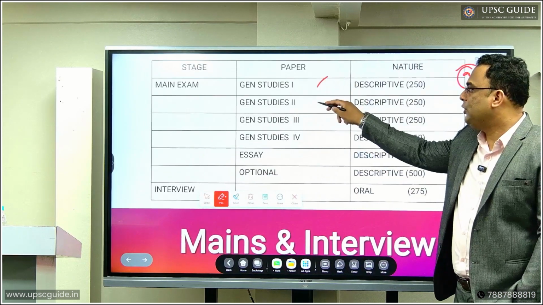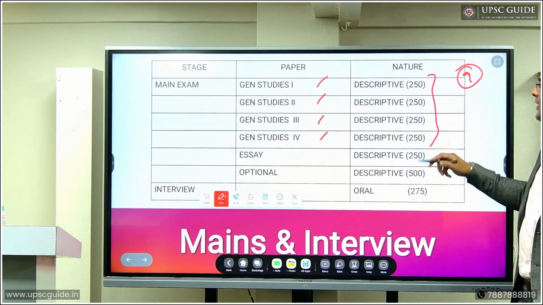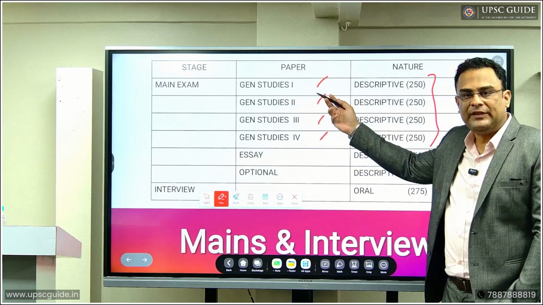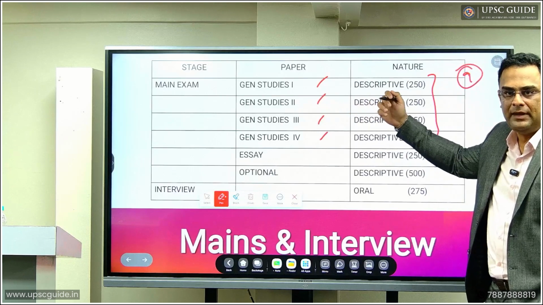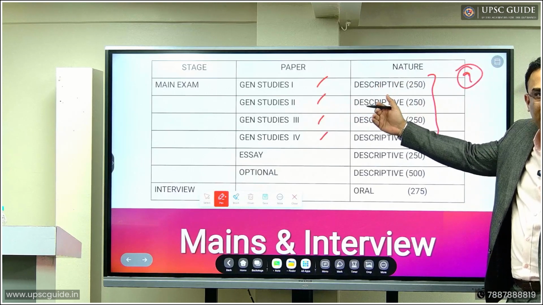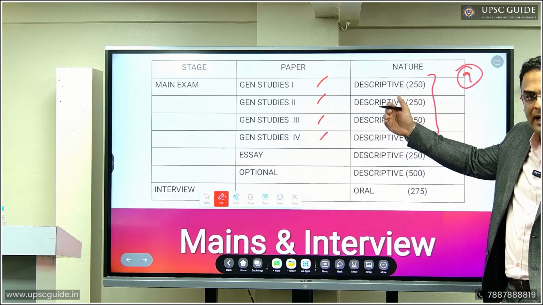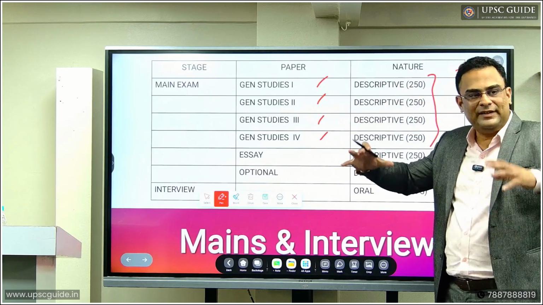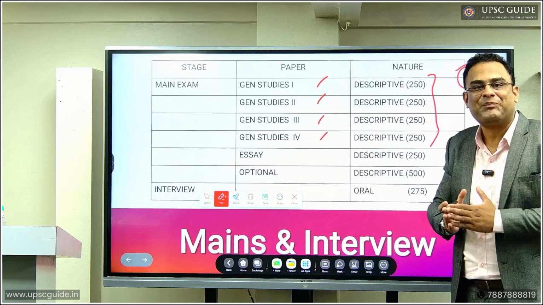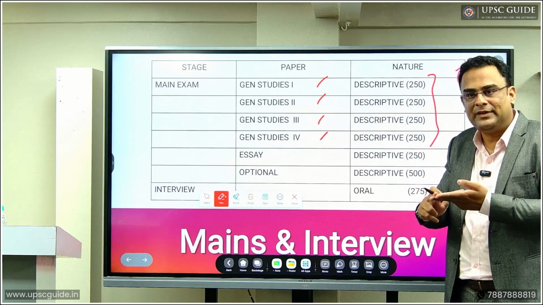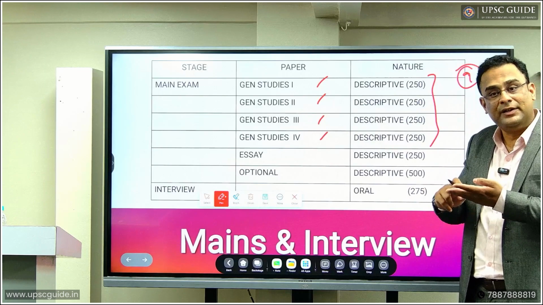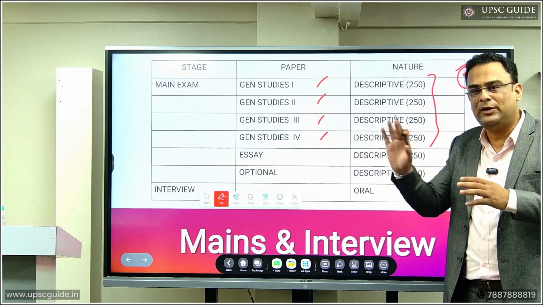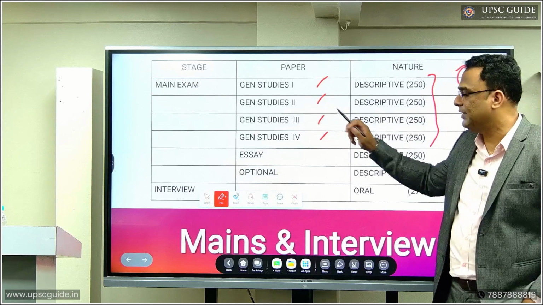General Studies paper 1, 2, 3, 4. All of these are for 250 marks each. GS1 includes history, geography and society. GS2 has polity, governance, IR and vulnerable sections. GS paper 3 is a motley mix, different things in that. You have economy, agriculture, science and tech, internal security, disaster management, IPR and some other small topics also. That is GS paper 3.